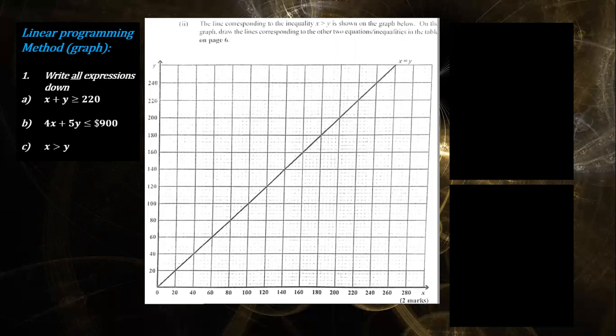Those are going to be the guiding expressions which will tell us how and where to draw a line on this graph. So we're going to open up our bag of tricks, as it were, for the linear programming. So the linear programming method via graph. So one of the first things you want to do is write down all expressions. As we have here, this expression was given to us already. And we formulated these two.